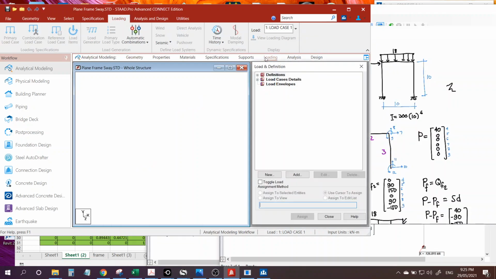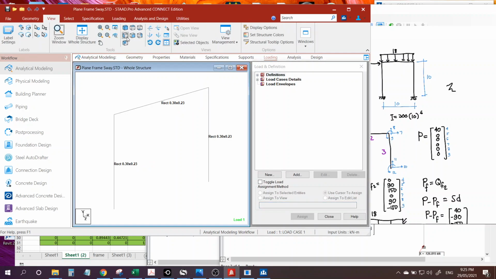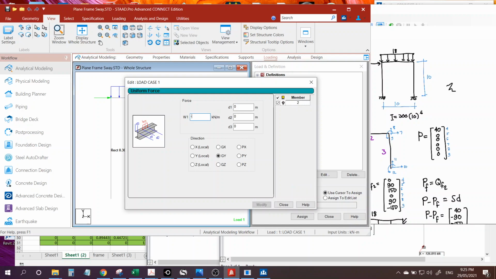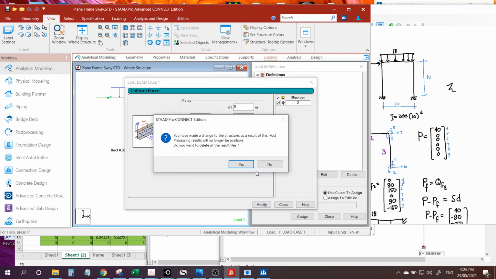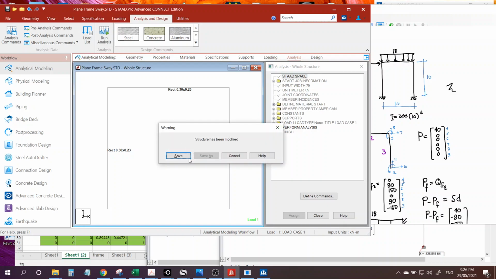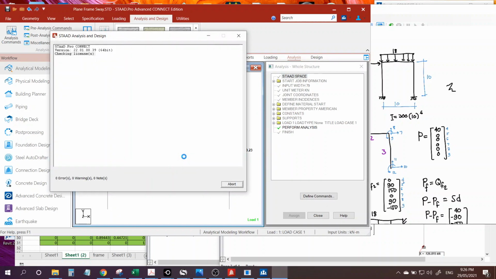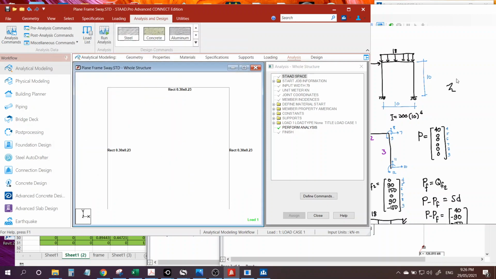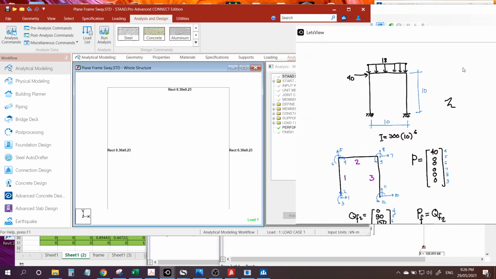So, loading. We have 30 and 40. No, I'll return this to this one. So I'll make this negative 18, modify, yes, and 40 lateral load. Then run again, save. Okay, so this is the problem.